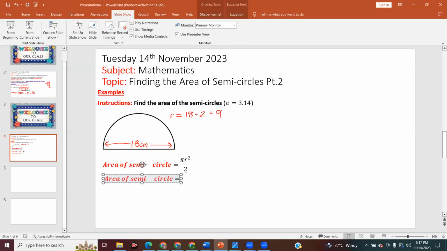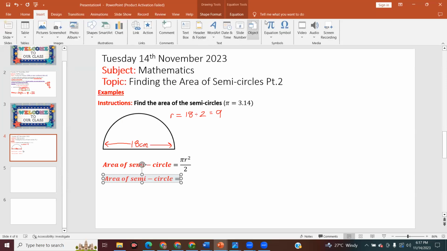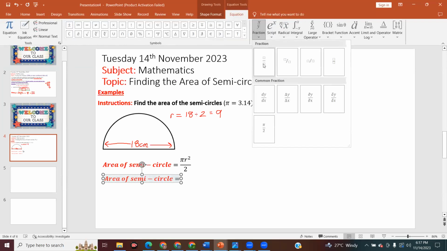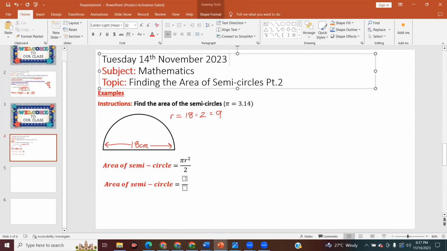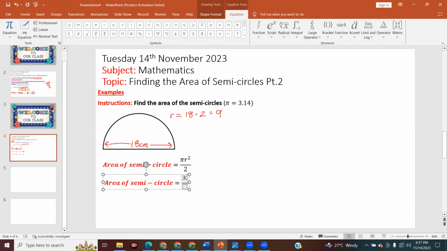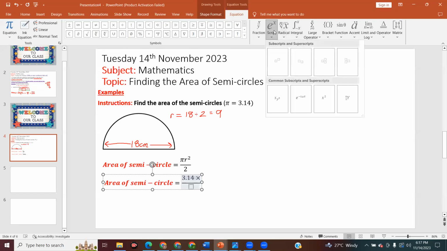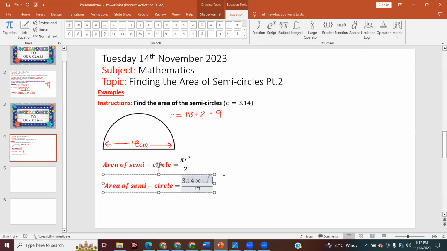So let's move on. What is pi? We say pi is 3.14. So it's going to be 3.14 multiplied by what? What's the radius? The radius is 9. Very good. So it's going to be 9.